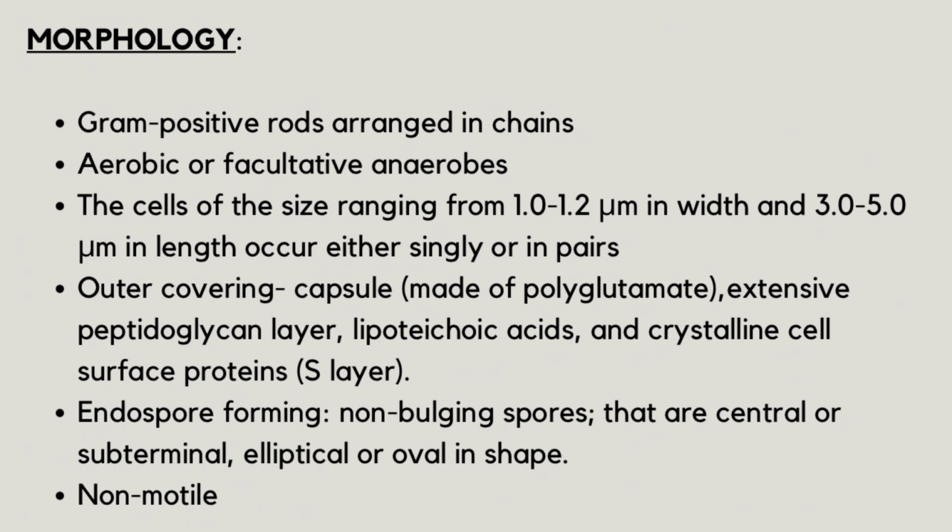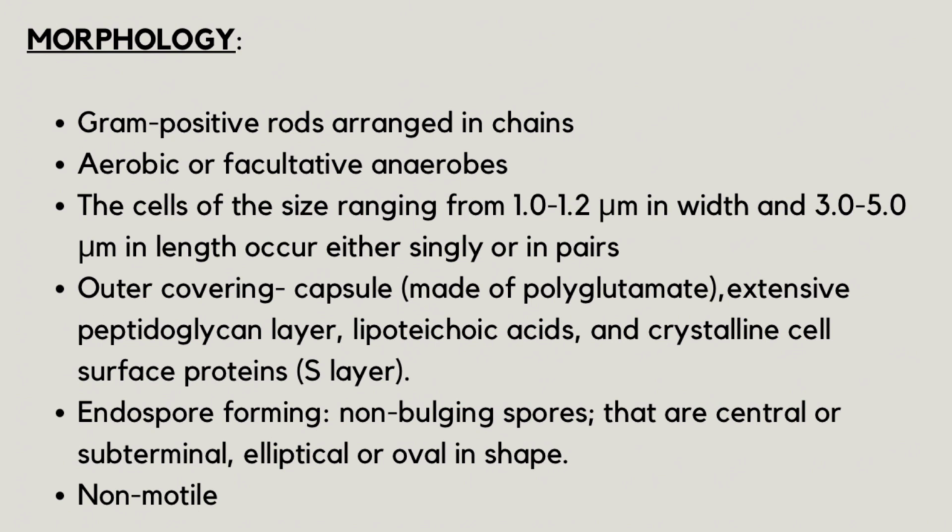Morphology. They are gram-positive rods arranged in chains. It is an aerobe and a facultative anaerobe. The cells range from 1 to 1.2 micrometers in width and 3 to 5 micrometers in length, and occur either singly or in pairs.